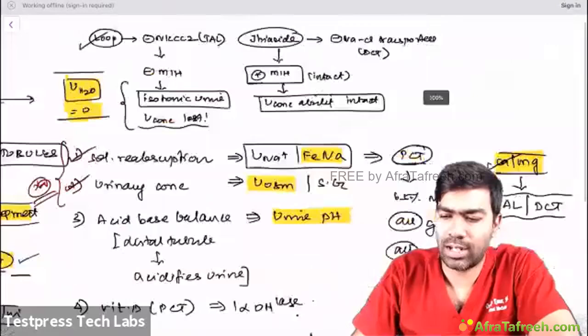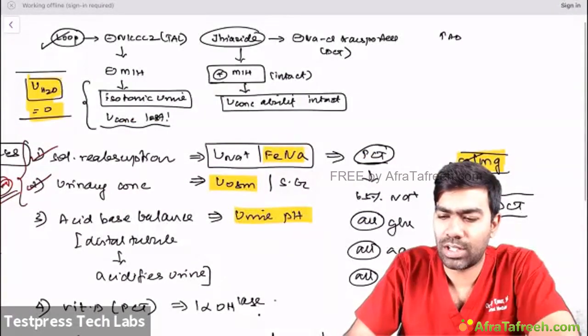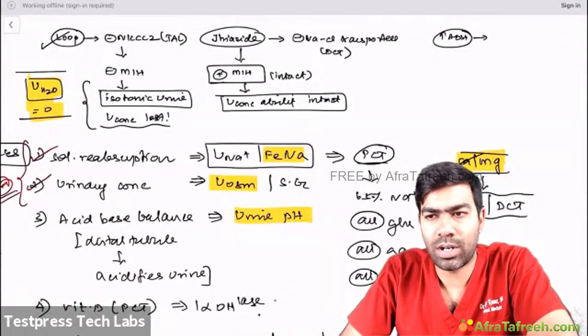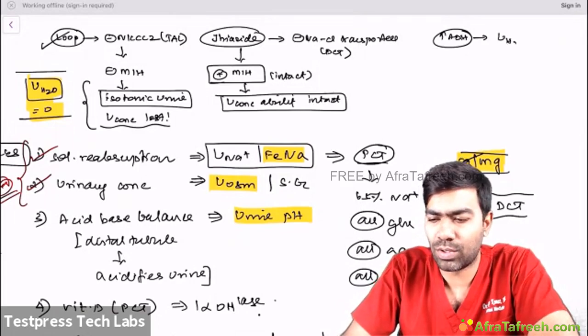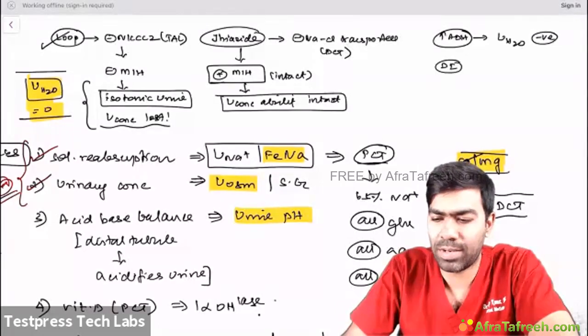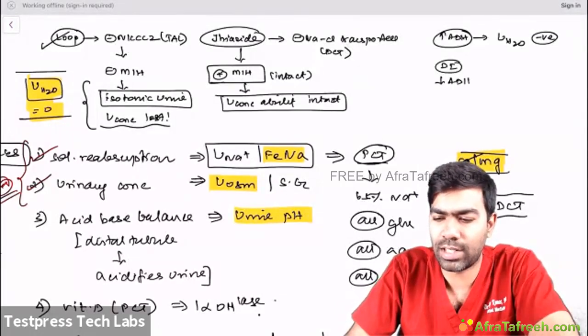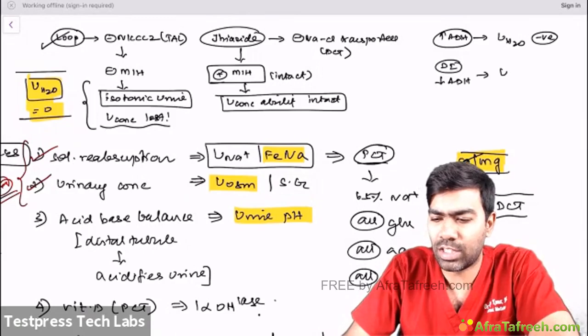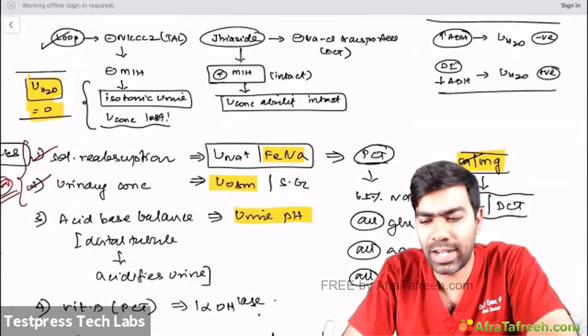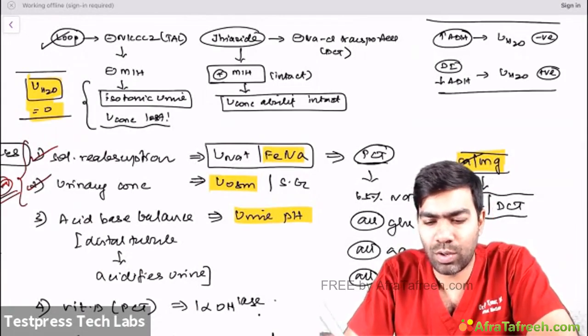On the other hand, if you have excess ADH in this scenario, they will reabsorb more water. So once they reabsorb more water, the amount of free water present in the urine will be less. So the urinary free water clearance will become negative. Similarly, if you have diabetes insipidus, suggestive of a low ADH or low ADH action, the urinary free water clearance will become positive, because you're excreting more water since you don't have ADH. So you have to know 3 conditions.